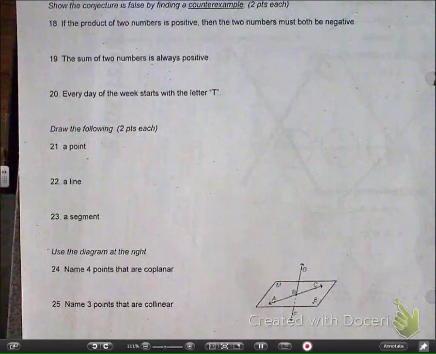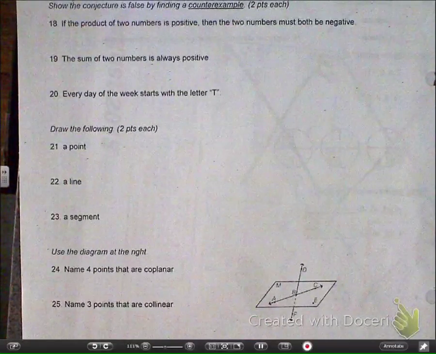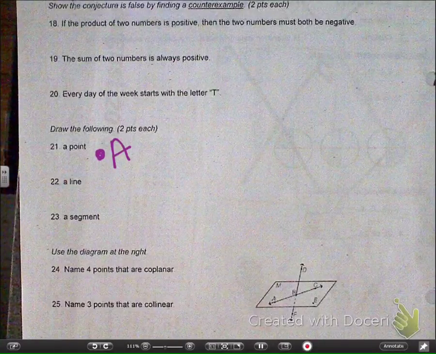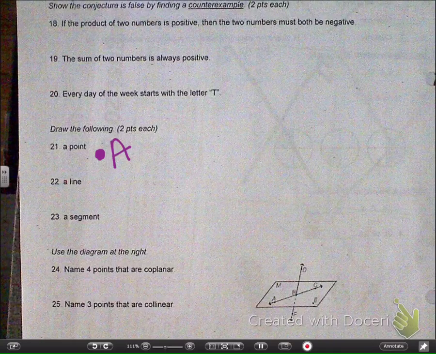Draw the following. A point. What's a point look like? A dot. You know what? And I love when you label it, okay? So you could label it with anything you want. A line. What's a line look like? Okay. Now, on the line, do we need to have points? Probably. And label them too.